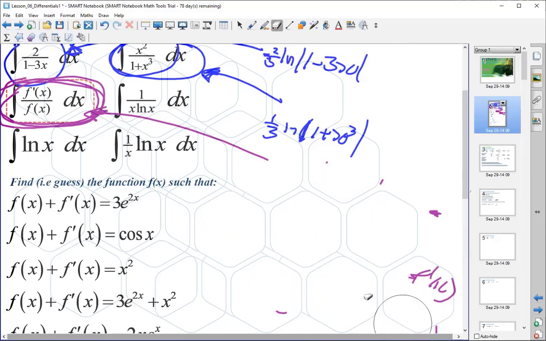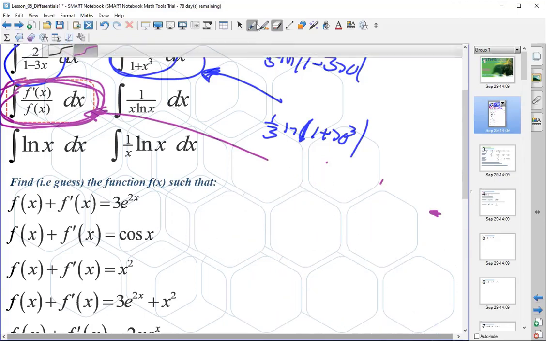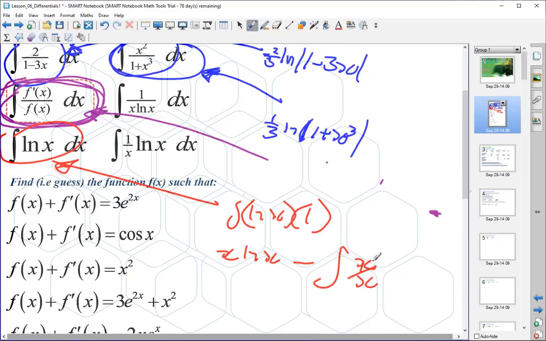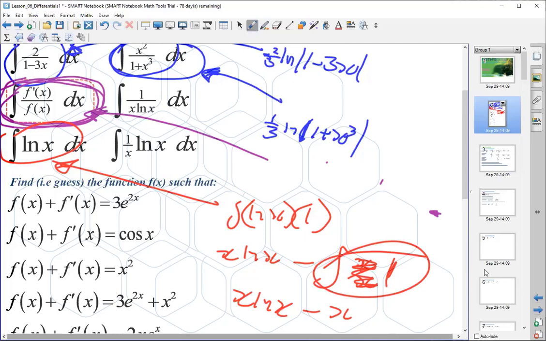There are some other ones that we might need to be able to integrate as well. If we wanted to integrate ln x, we would use parts. We'd write it as the integral of ln x times 1. We'd leave alone the first one, ln x, integrate the second one to get x, minus the integral of the differential of the first one, 1 over x, times the integral of the second one, x. That just gives you 1. So it gives you x ln x minus x. So the answer is x brackets ln x minus 1.